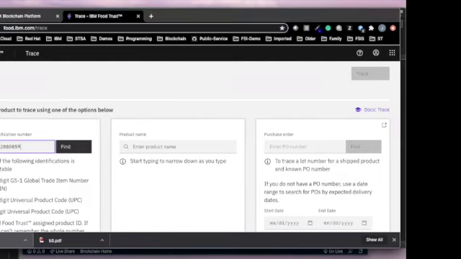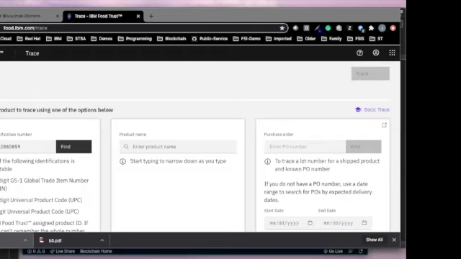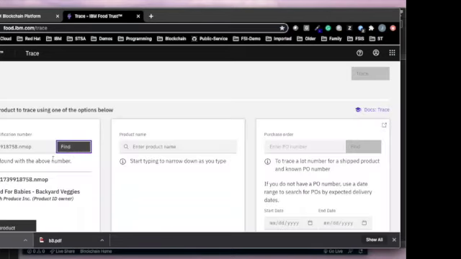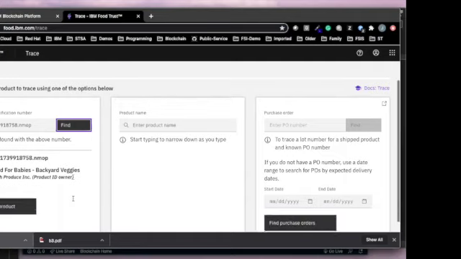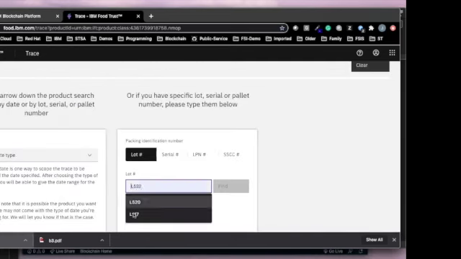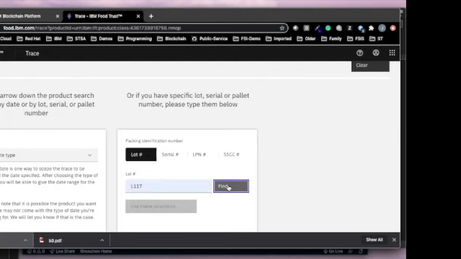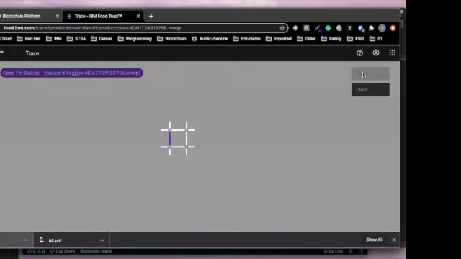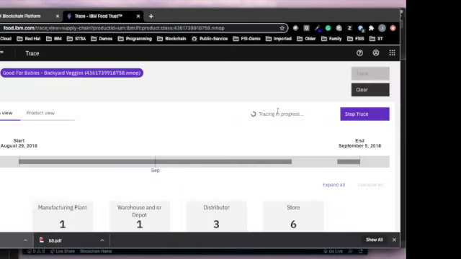Oops, I got the wrong one. Let me get the right one. All right. And, okay, so in this case, we're going to trace baby food. Good for babies. Backyard veggies is the product. We'll use that as the product. And now we'll just type in a lot number in this case. And once we do that, we're going to start our trace. And when we start our trace, what you're going to see is all of the different touch points that were tied to that baby food.